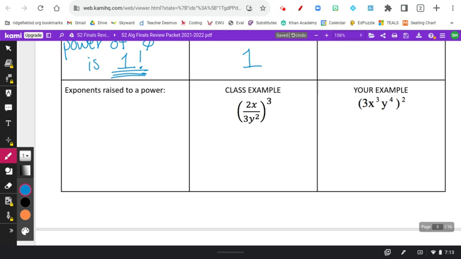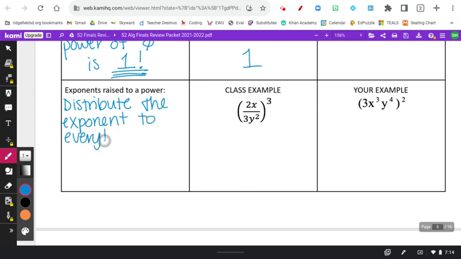Next, exponents raised to a power. This is going to be just like when we see a number outside parentheses. We need to distribute the exponent to everything and multiply.